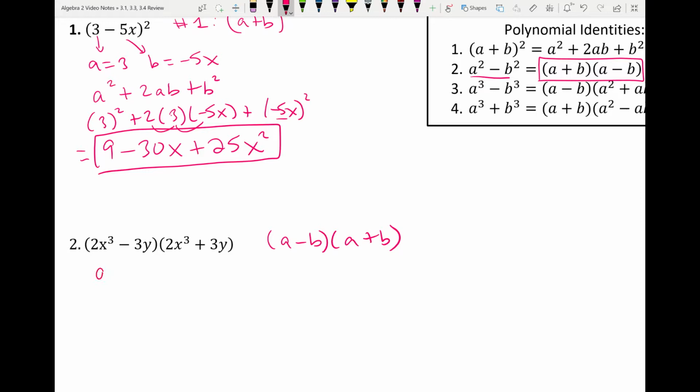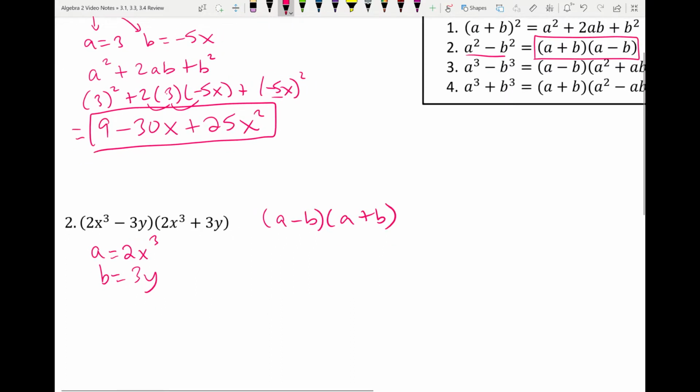So clearly, a is 2x cubed, right, this guy. And then clearly that b is going to be 3y. All right, so now if we use the left-hand side, a squared minus b squared, we're going to be plugging it into this one. Then we get a squared, so a is 2x cubed, so we got to square that, minus b is 3y, and then we got to square that.